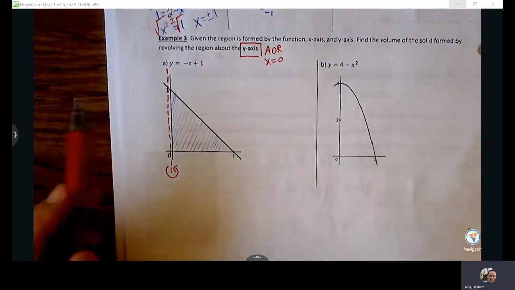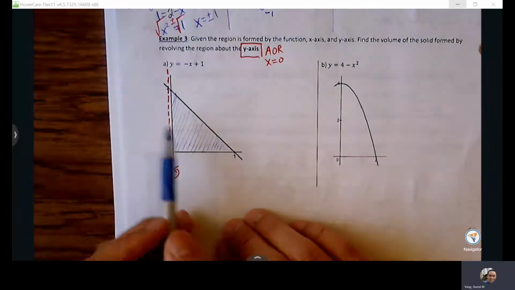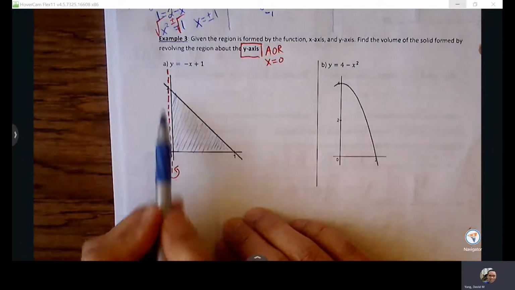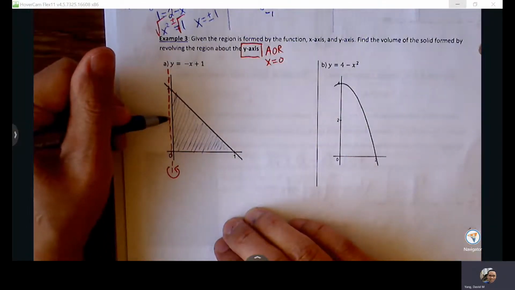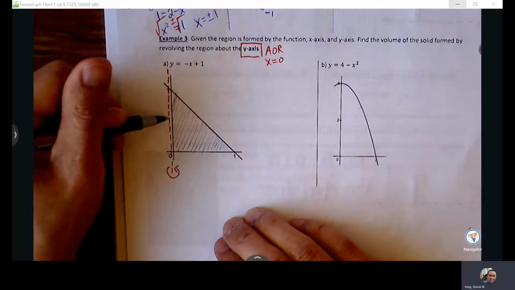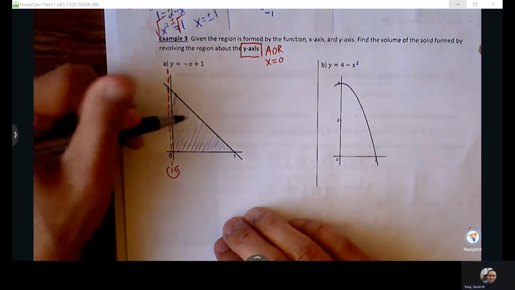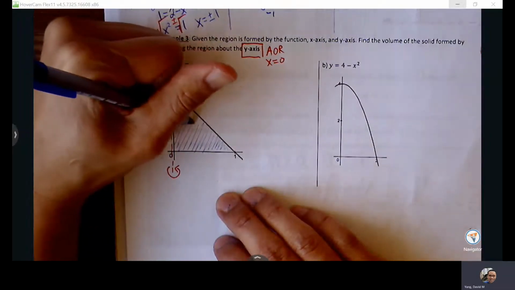Next, we're going to draw the radius. Again, the radius is always going to be perpendicular to your axis. And let's always do this: let's always start on the dotted line, and from the dotted line, move towards the boundary. From the dotted line, extend to the boundary.